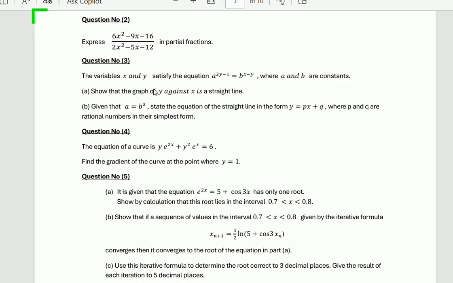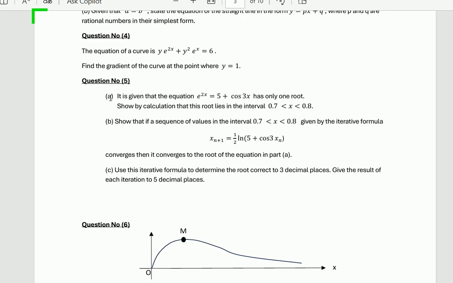For question number 3, the variables x and y satisfy the equation a raised to 2y minus 1 equal to b raised to x minus y, where a and b are constants. Show that the graph of y against x is a straight line. For part B, given that a equal to b raised to the power 3, state the equation of the straight line in the form y equal to px plus q, where p and q are rational numbers in the simplest form.